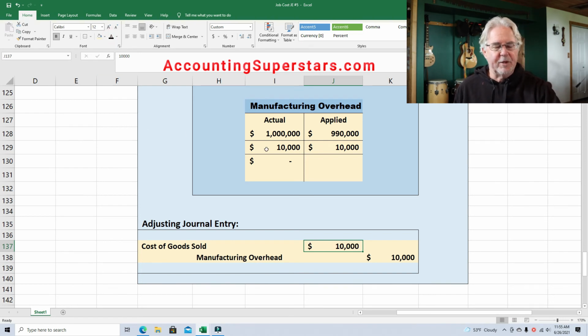What it all means here is that during the year, we had no idea what the actual overhead was going to be until the end of the year. And when we apply overhead, we're making a guess. It turned out our guess was pretty darn good. We were only $10,000 off. But we need to fix it. We need to zero out the manufacturing overhead account, and so we'll just charge it to cost of goods sold. And that's what we did. Right there's the journal entry.